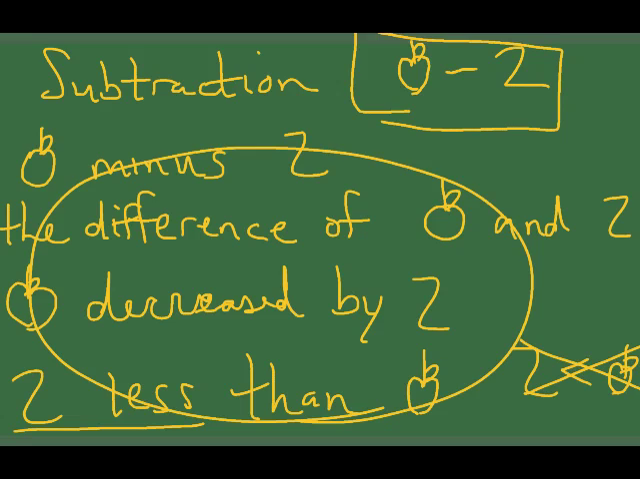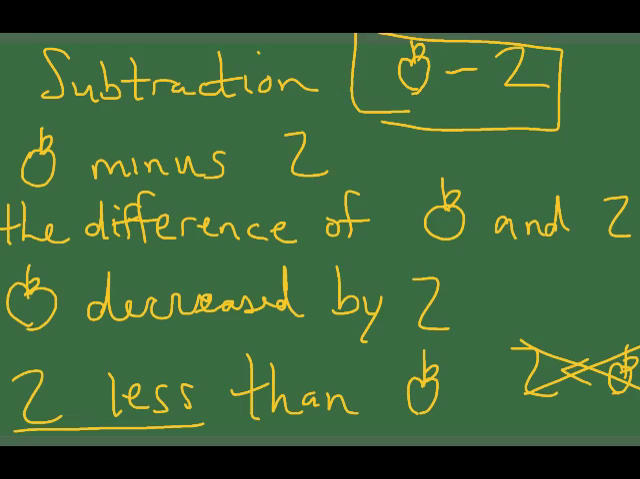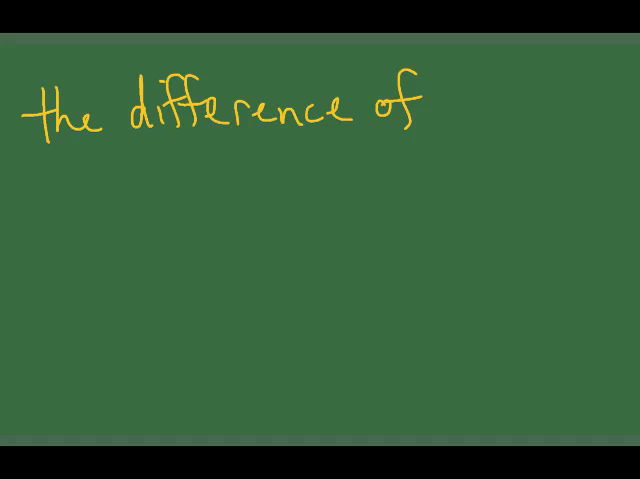Lots of options, okay? We also have to be able to go the other direction. So let's try some of those, where they actually give us a word phrase, and we have to be able to write the variable expression that would go with it. So let's just do one of each operation. Let's start with the difference of z and 8.